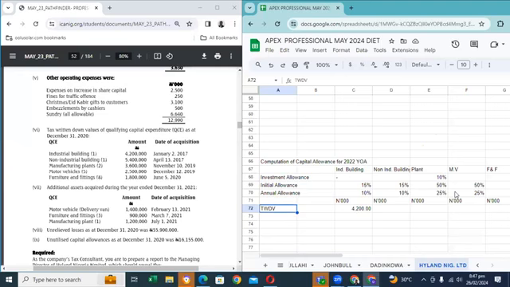What was it? 4,200, Abi? Industrial building is how much? 54. Plant is how much? You're not paying attention. 36. 36, sir. Motor vehicle is how much? 25. Furniture and fitting is how much? 180.